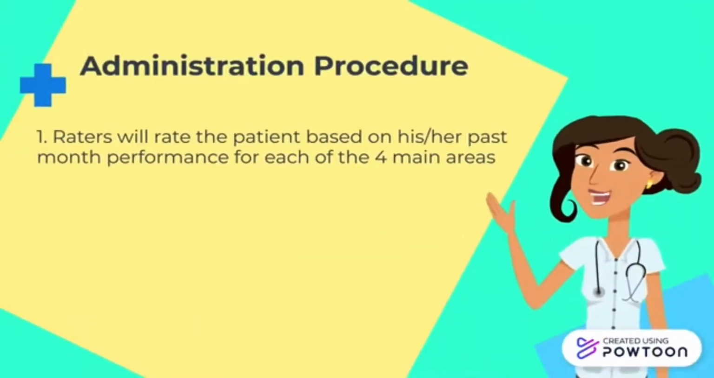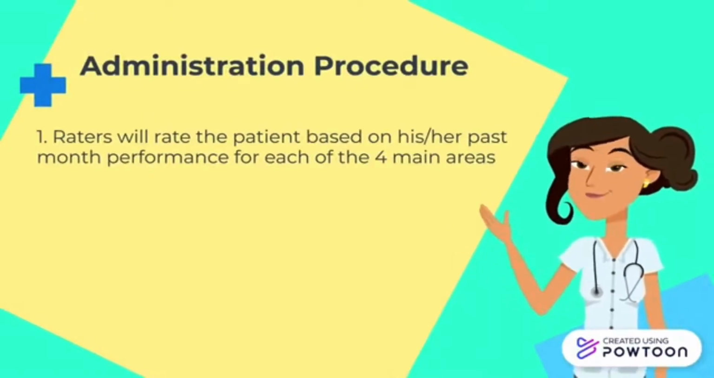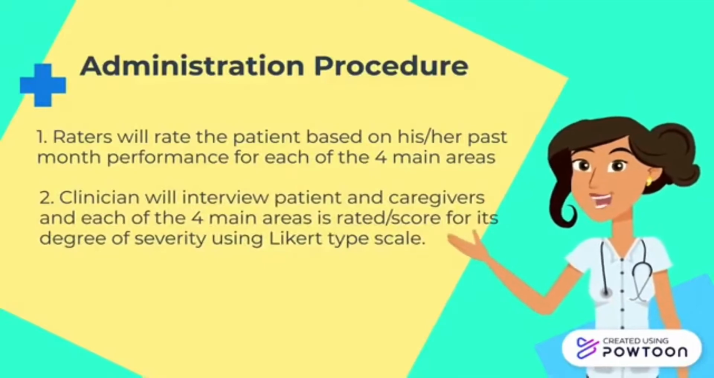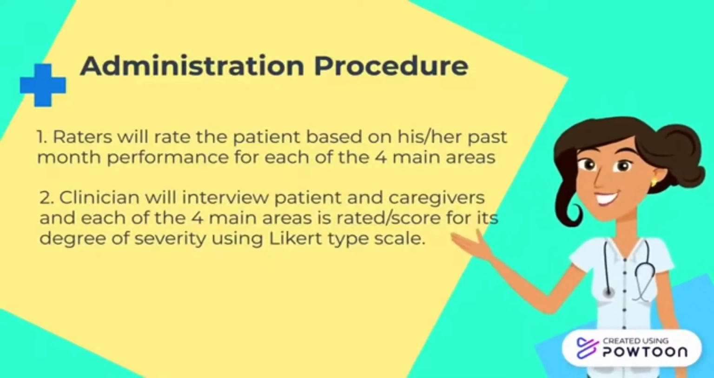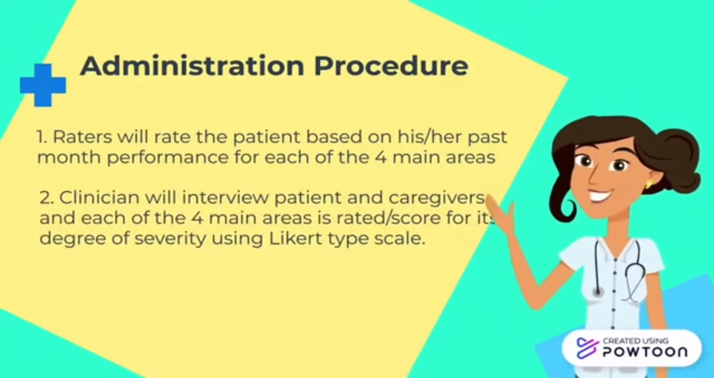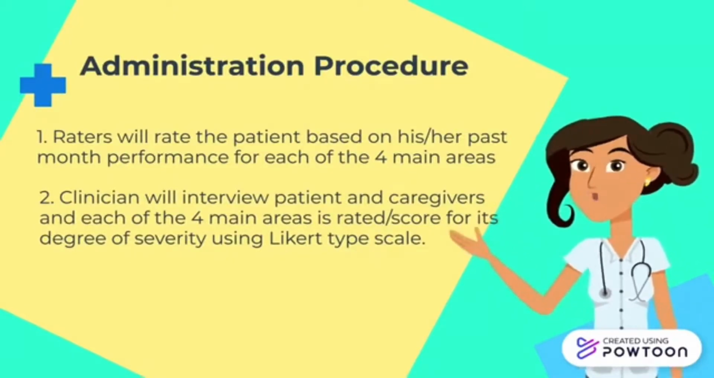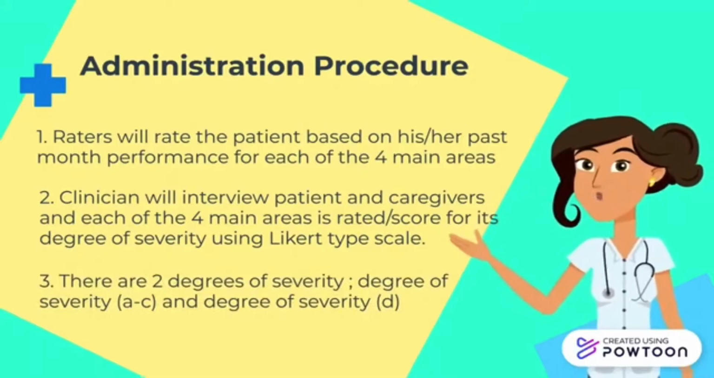For the administration procedure, raters will rate the patient based on his or her past month performance for each of the 4 main areas. The clinician will then interview the patient and caregivers, and each of the 4 main areas is rated for its degree of severity using a Likert-type scale. There are 2 degrees of severity: degree of severity A to C, and degree of severity D.